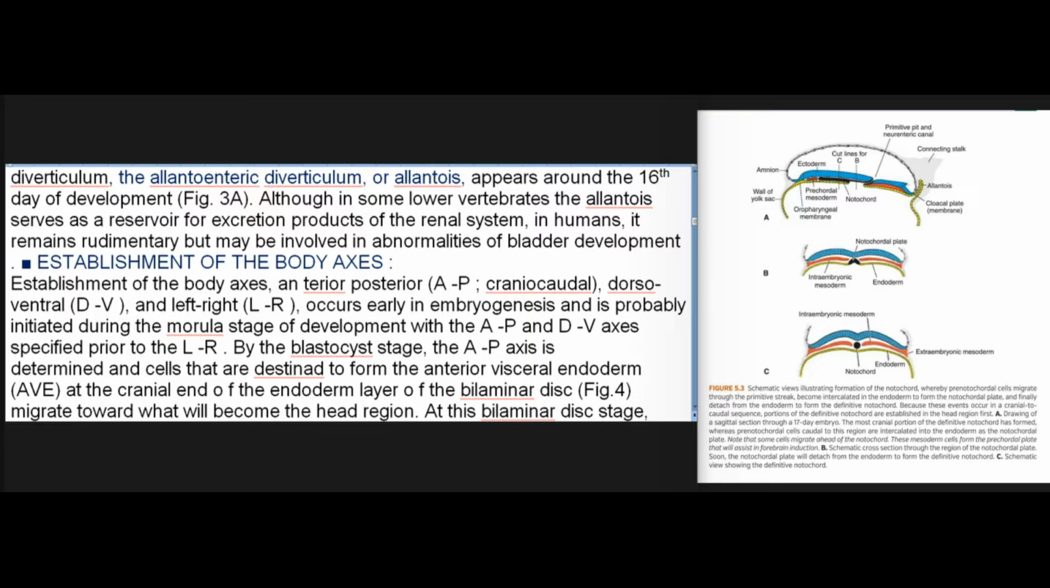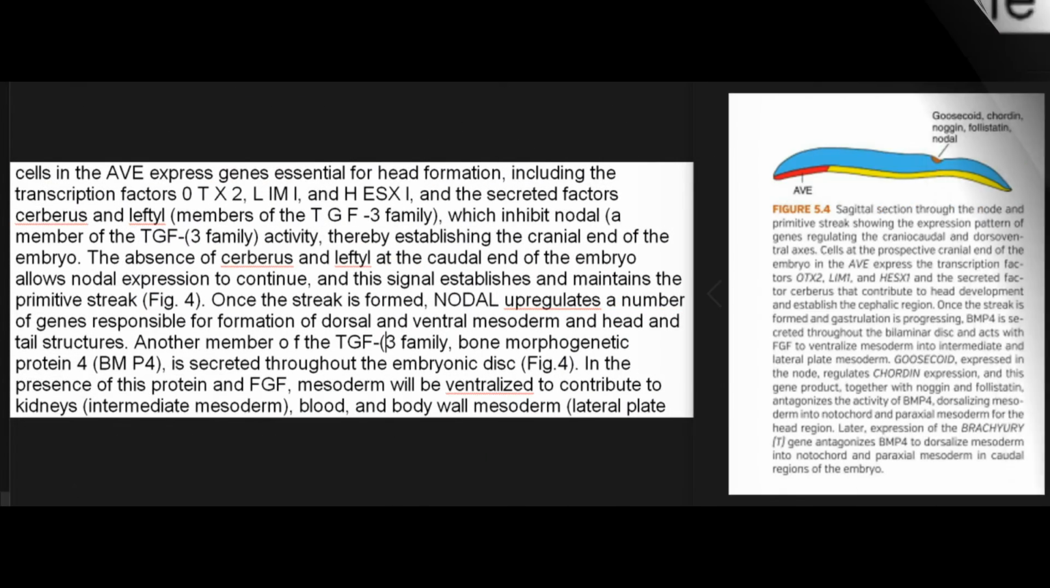By the blastocyst stage, the AP axis is determined and cells that are destined to form the anterior visceral endoderm, AVE, at the cranial end of the endoderm layer of the bilaminar disc, Fig. 4, migrate toward what will become the head region. At this bilaminar disc stage, cells in the AVE express genes essential for head formation, including the transcription factors OTX2, LIM1, and HESX1, and the secreted factors Cerberus and Lefty1, members of the TGF-β family, which inhibit Nodal, a member of the TGF-β family, activity, thereby establishing the cranial end of the embryo.